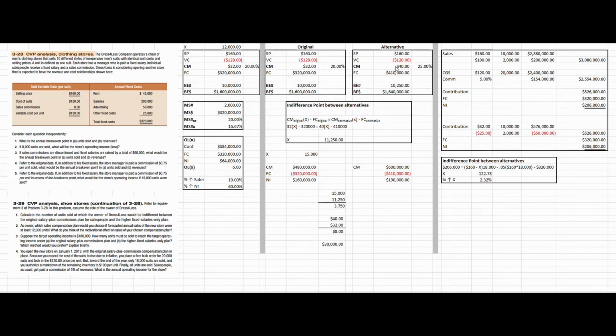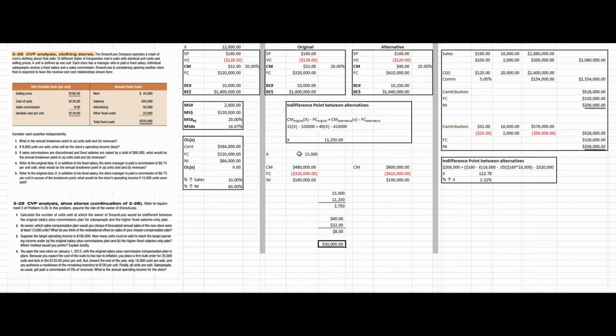So here's the way to think about it. I sell 11,251 units. I sell 1 unit in excess of that indifference point. What's going to be my differential net income? Well, my differential net income is going to be $8 higher under the alternative method than under the original method. Okay, so we now know that this cost structure dominates this cost structure above that indifference point, and vice versa. Below this indifference point, this cost structure would dominate this cost structure.